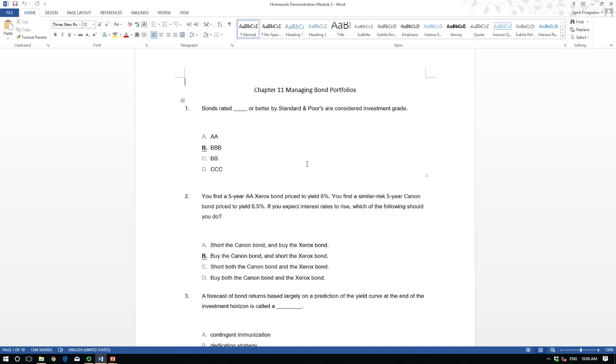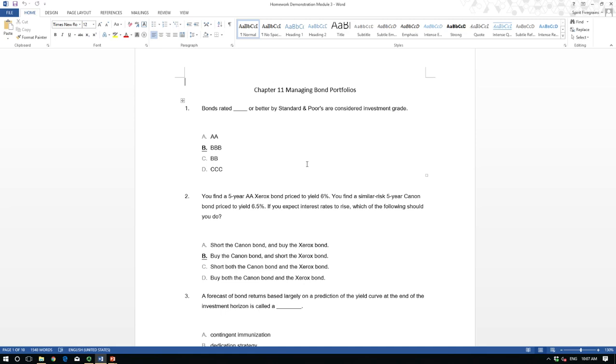Number two, you found a 5-year AA Xerox bond priced to yield 6%. You also found a similar risk 5-year Canon bond priced to yield 6.5%. If you expect interest rates to increase, which of the following should you do?